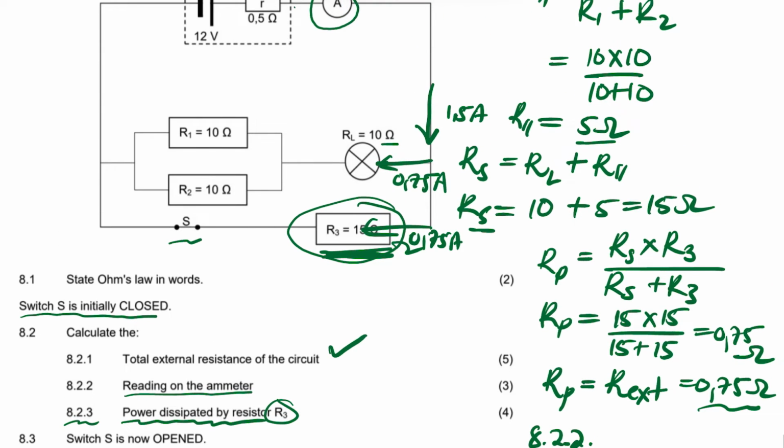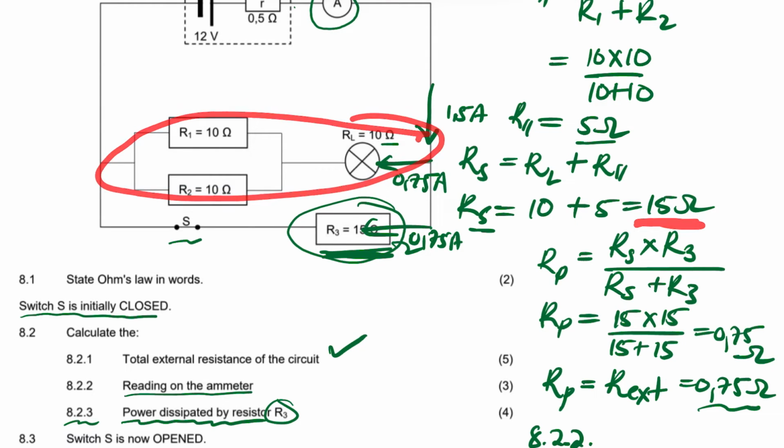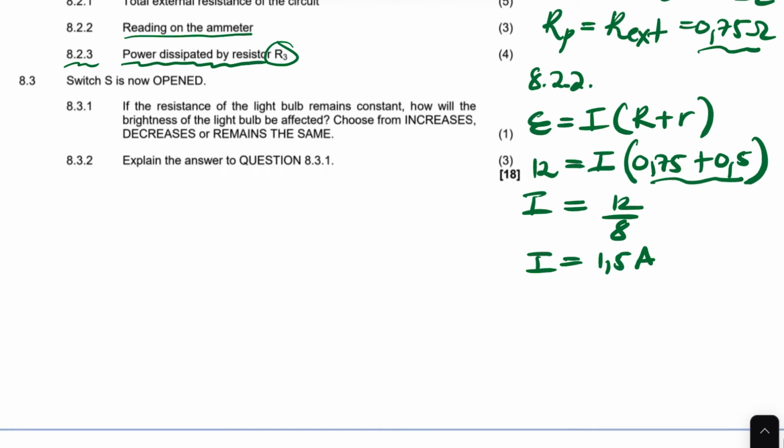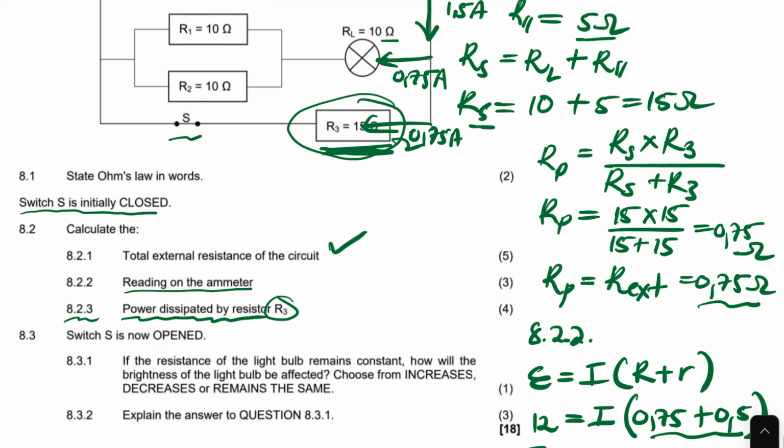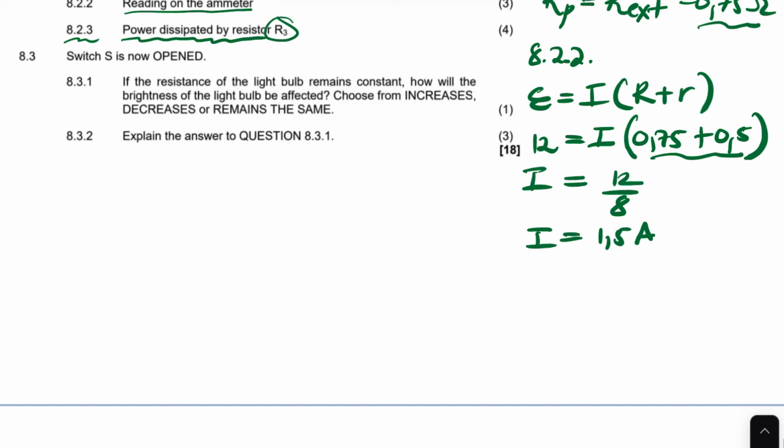We calculated the current here, we call it a series, which is 15. This is 15 and this is 15 here. So that means it splits equally. So what I'm going to do, I'm going to calculate this current. I'm not going to assume it's 0.5. I'm going to show it by calculation, which is 8.2.3.